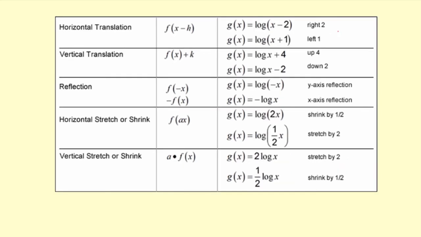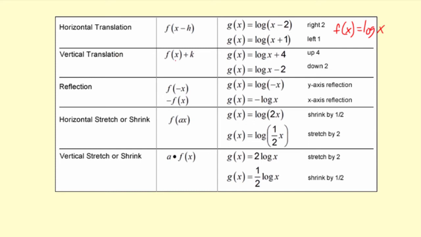Okay, now the function we're starting with here is f of x equals log base 10, or common log, of x. So now let's look at the transformations. f of x minus h, that's a translation left or right. Examples are g of x equals log of x minus 2, that's translation right 2. g of x equals log of x plus 1, translation left 1.